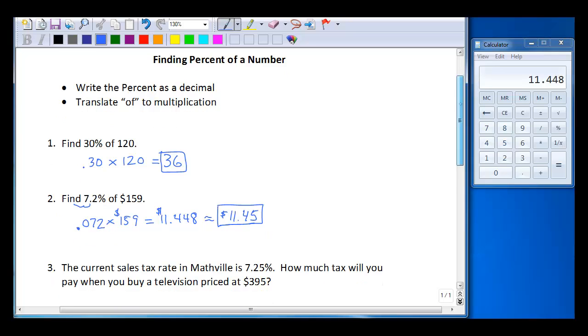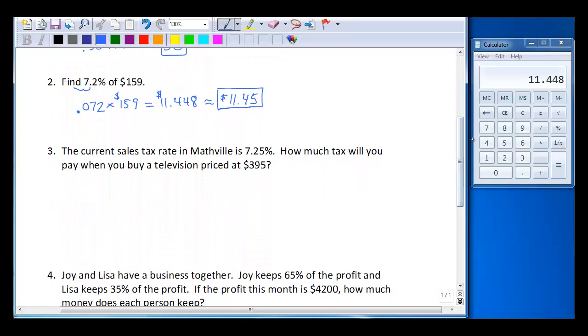Let's look at a couple of application problems here. It says the current sales tax rate in Mathville is 7.25%. How much tax will you pay when you buy a television priced at $395? Well, the tax you pay is going to be that 7.25% of $395. So what I'm going to do is write this 7.25% as 0.0725. That's the decimal. The "of" translates into multiplication, and $395.